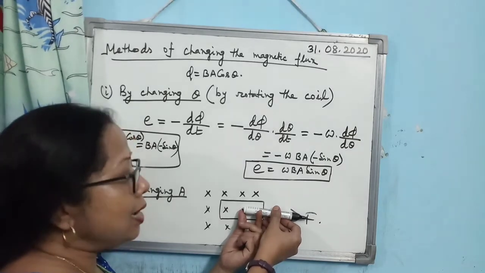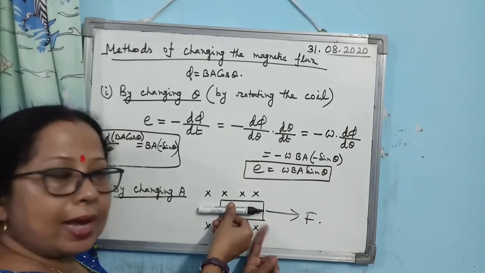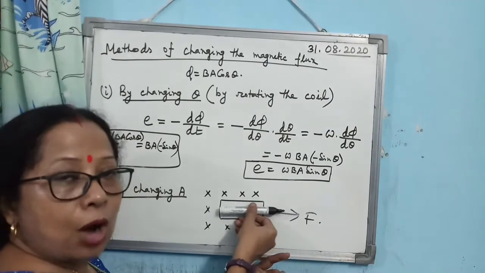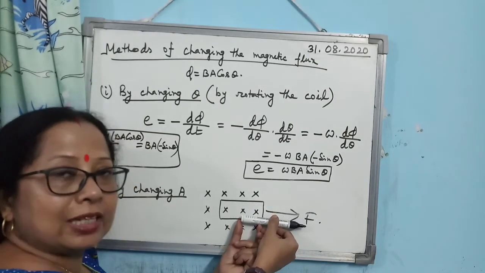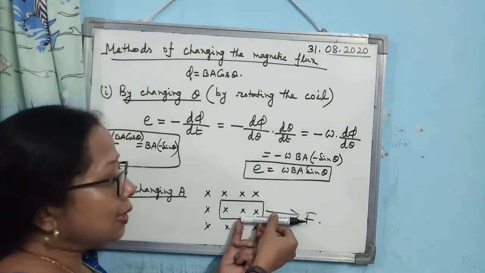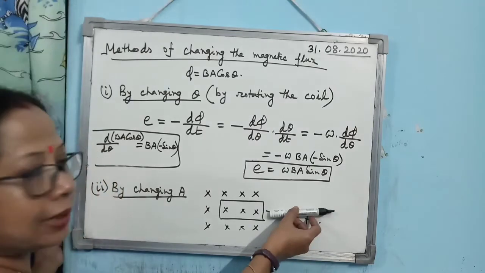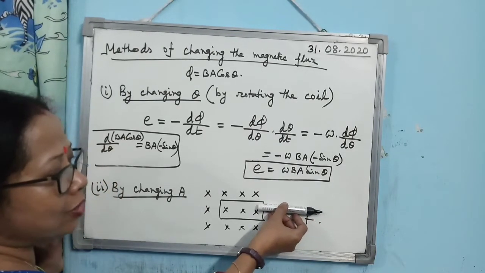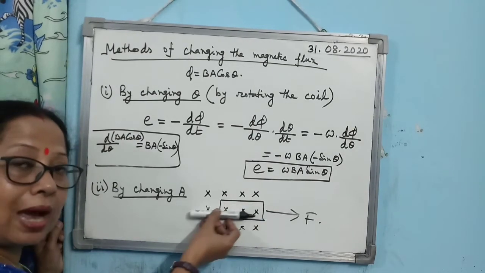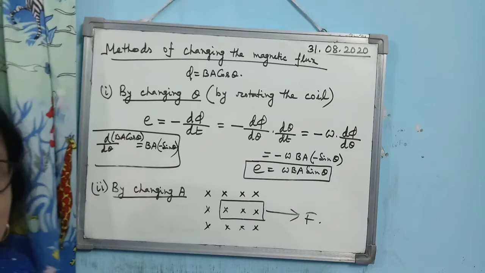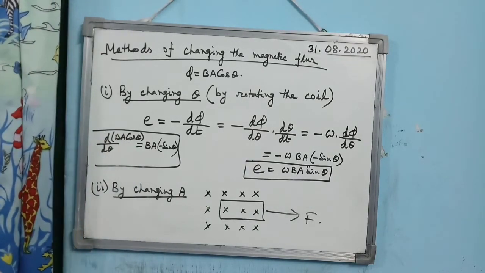So in this case, when the pen was here, the magnetic flux was maximum. Now when you take it out of the magnetic field, the area through which the magnetic lines of force are crossing is decreasing, so the magnetic flux decreases. If you do the opposite, with the pen here and dragging it into the magnetic field, the magnetic flux linked with the area of the pen will increase. So you can change flux by changing theta, and by changing A.